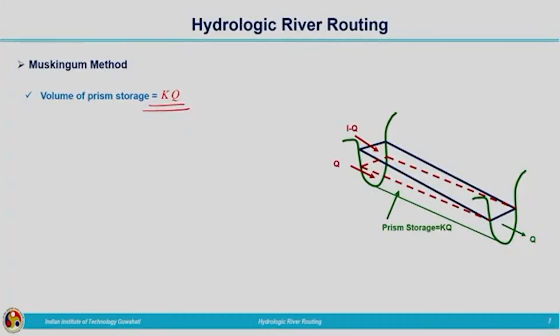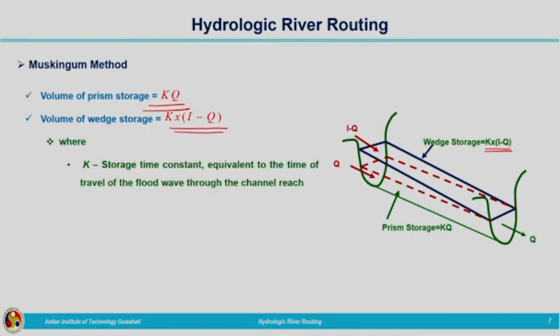Level pool routing, how we have considered the invariable storage function, the same thing is applicable to prism storage, that is S is equal to kq. Prism storage is equal to kq, and the wedge storage is represented by kx multiplied by I minus q, because wedge storage is a function of I minus q. This is our wedge storage, it can be represented as kx I minus q, where k is the storage time constant equivalent to the time of travel of the flood wave through the channel reach.